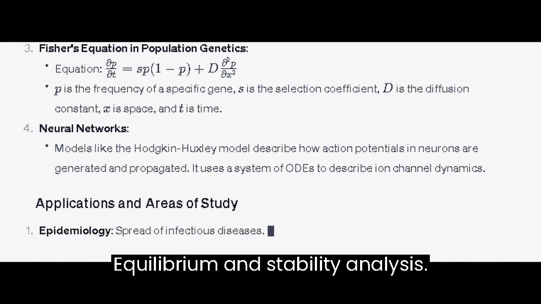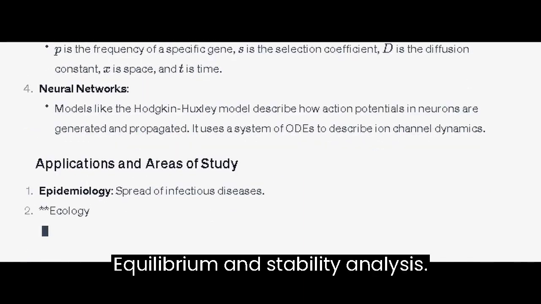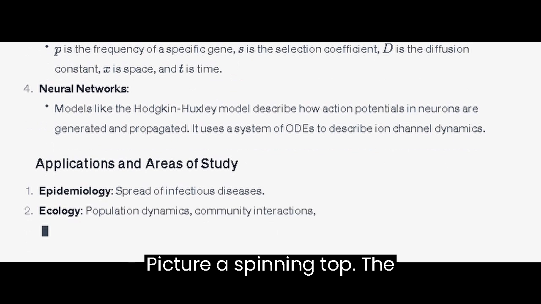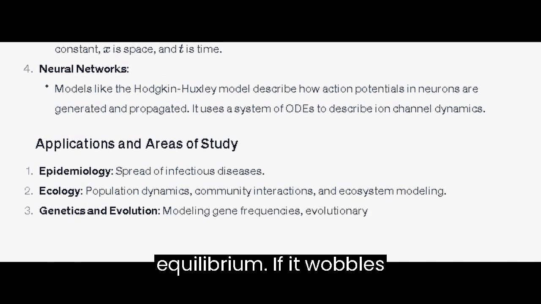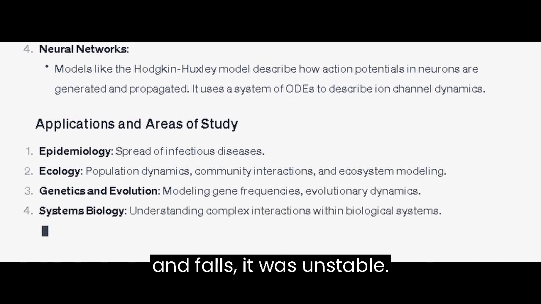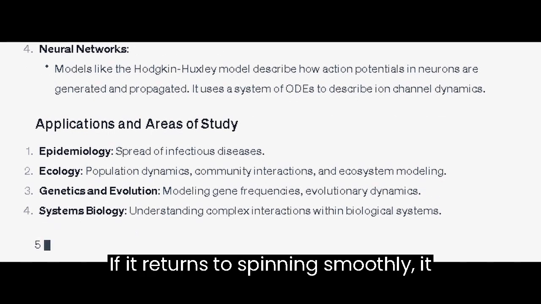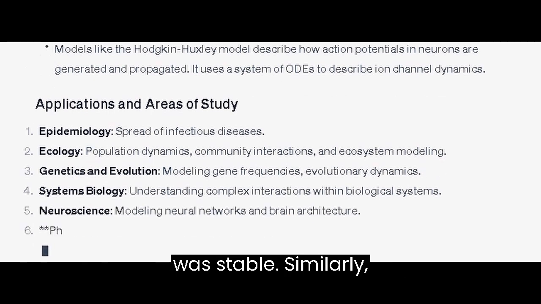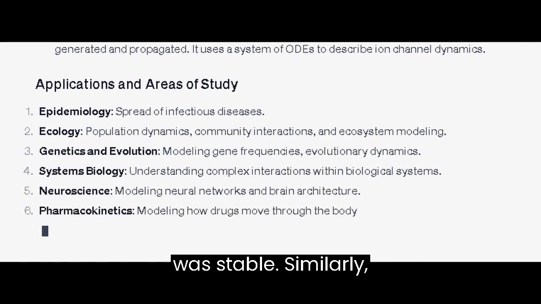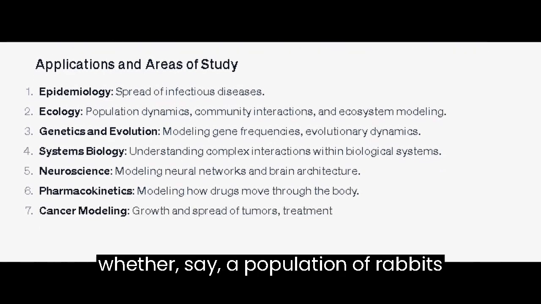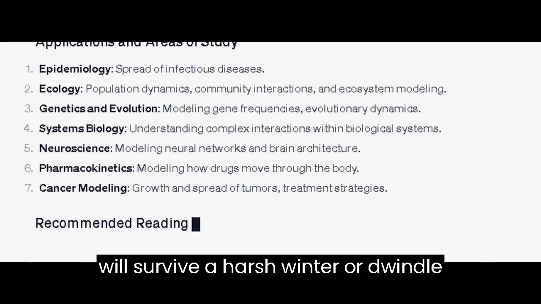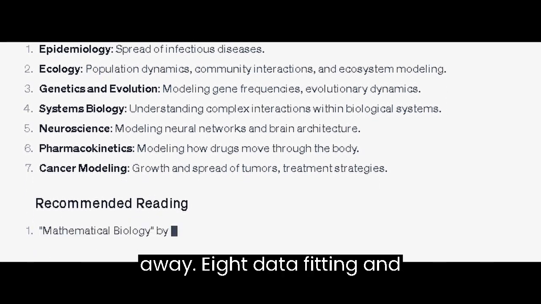7. Equilibrium and stability analysis. Picture a spinning top. The point at which it spins perfectly is its equilibrium. If it wobbles and falls, it was unstable. If it returns to spinning smoothly, it was stable. Similarly, this analysis helps us understand whether, say, a population of rabbits will survive a harsh winter or dwindle away.